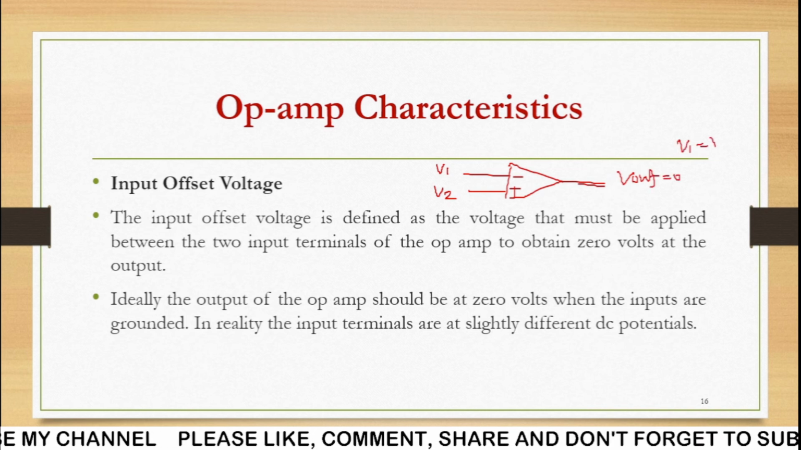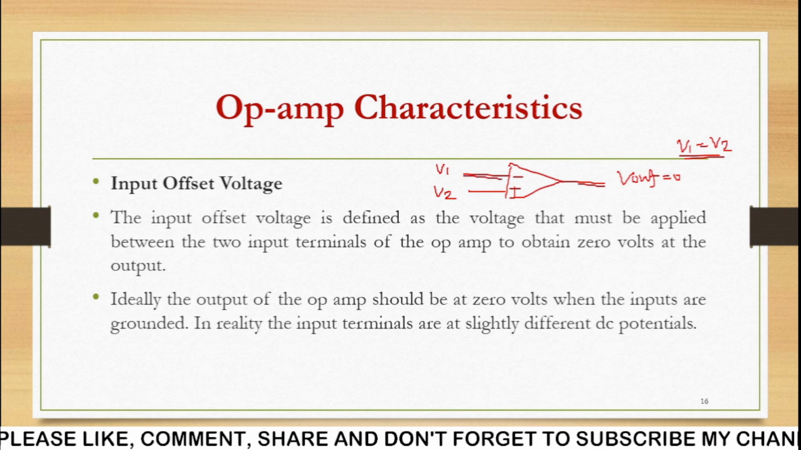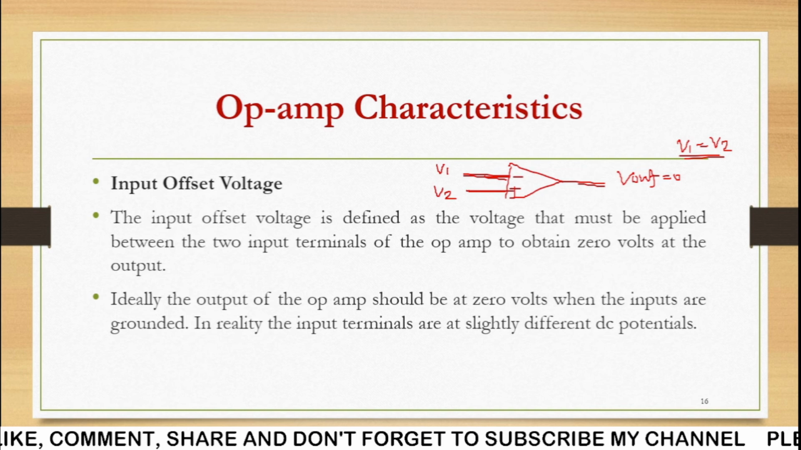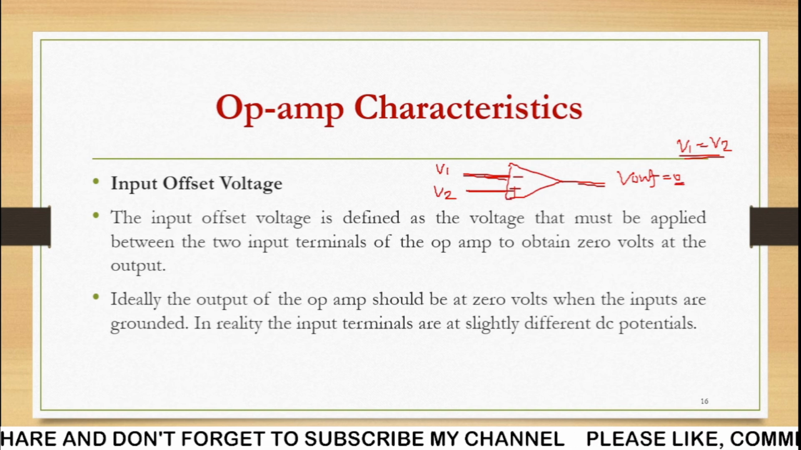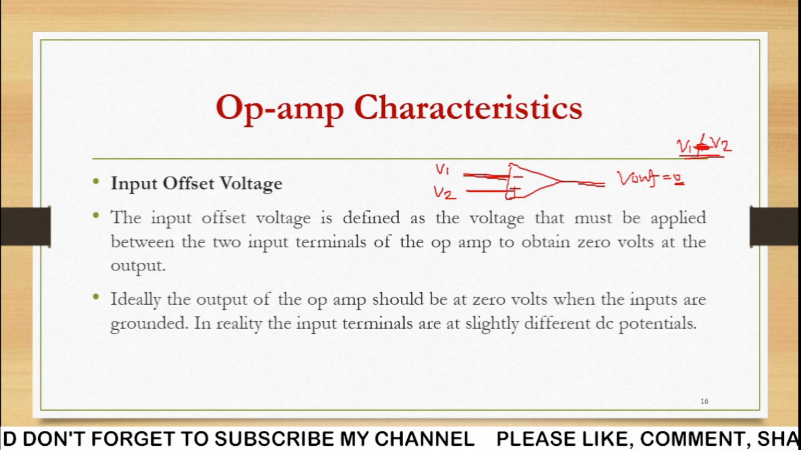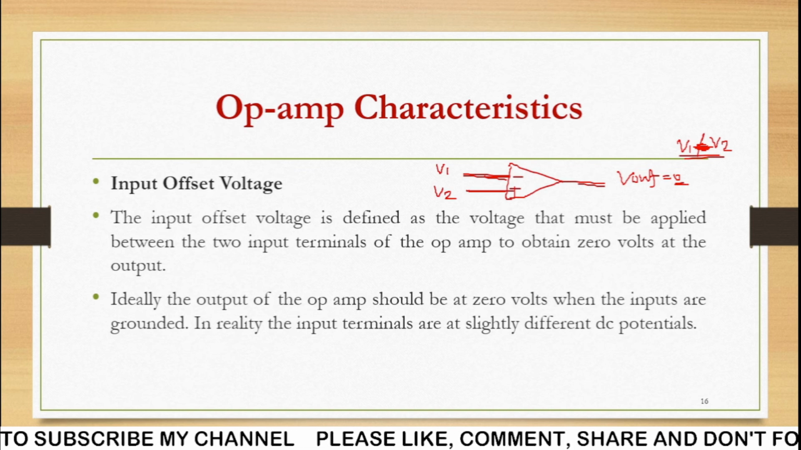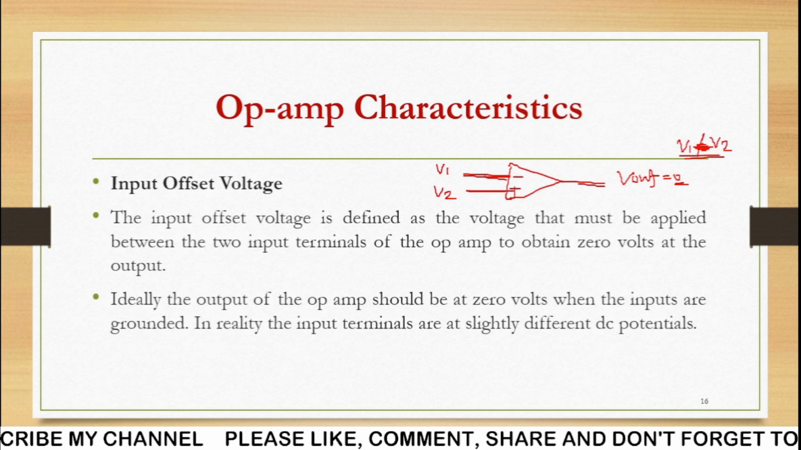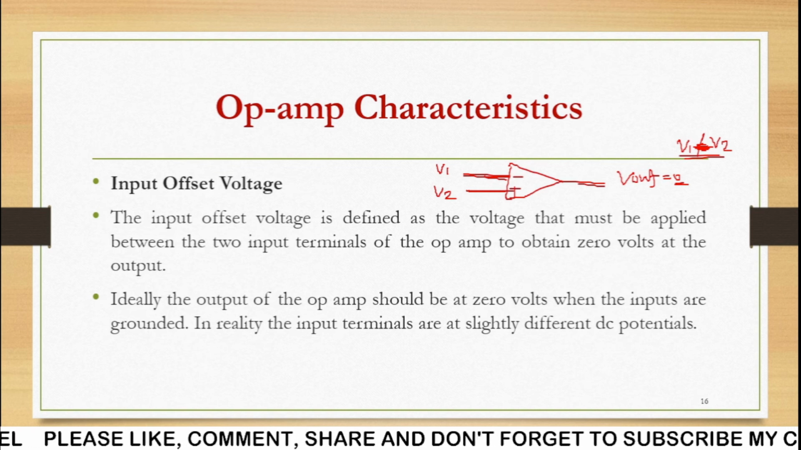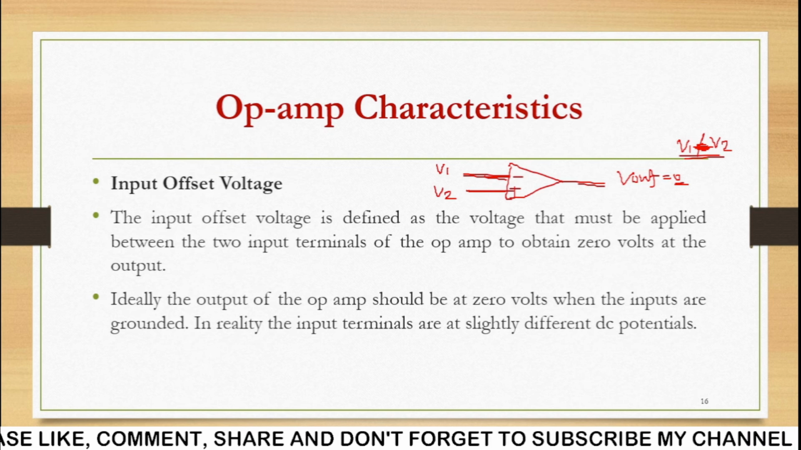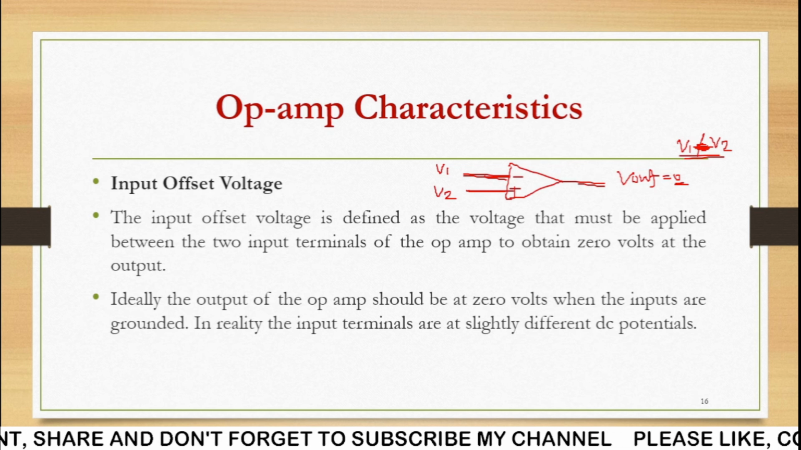We can connect V1 to ground and V2 to ground, so they are the same. Then we have V out equal to A into V2 minus V1. We are considering V2 minus V1 to be equal to 0, so V out should be equal to 0. But in reality, the input terminals are at slightly different DC potential, or we can say, due to the transistors available inside the operational amplifier, the transistor parameters do not match with each other. We get some voltage at V out, and that is called the input offset voltage.